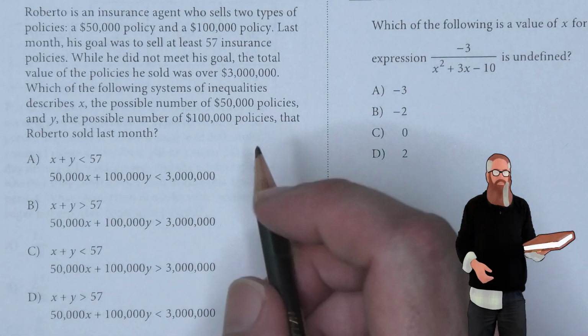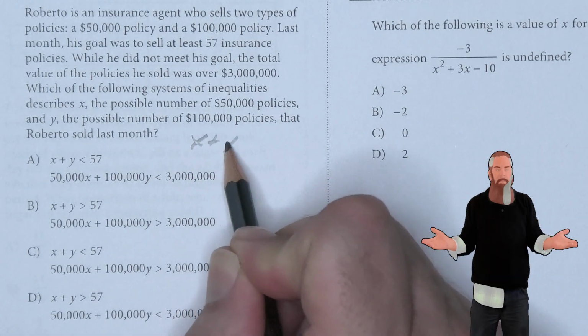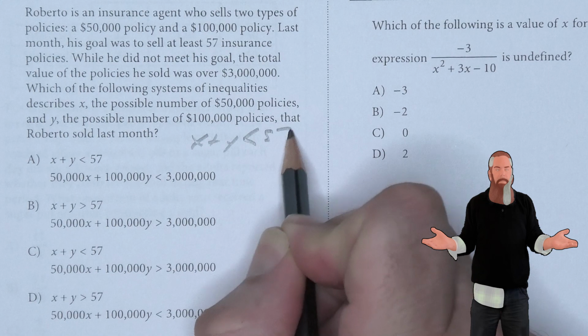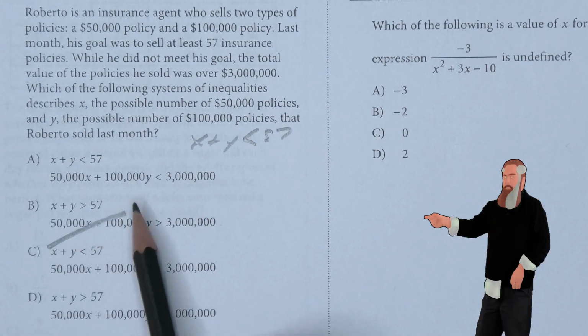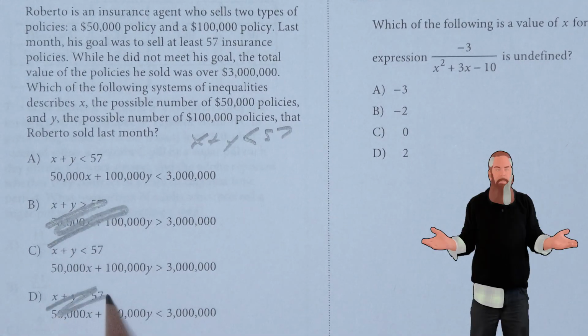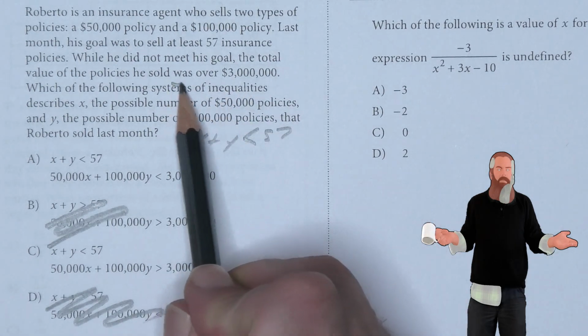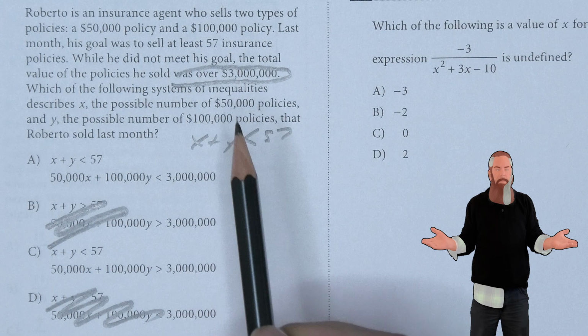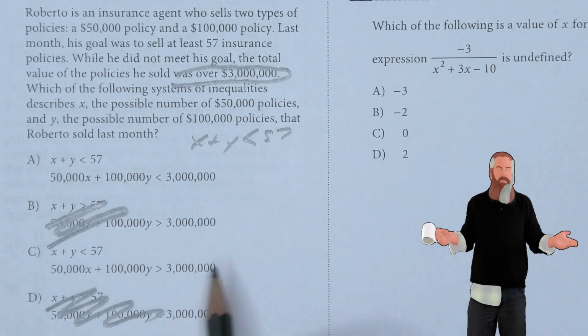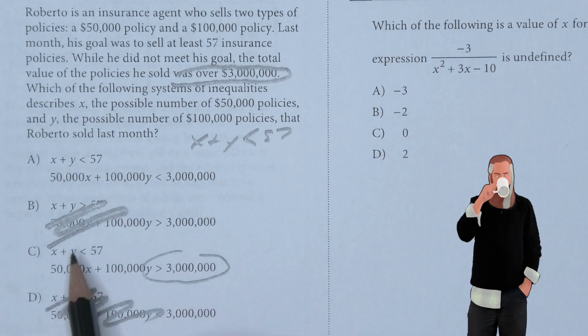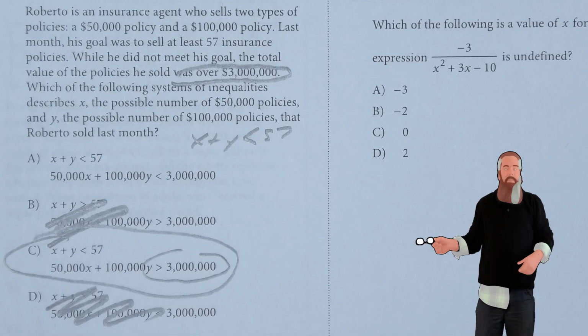So we know that he missed his goal. So X plus Y was less than 57. So if it doesn't have a less than 57, we can eliminate that from the choices. Now, we also know that what he sold was over $3 million, so it has to be greater than $3 million, which is what we have here, meaning C is the answer.